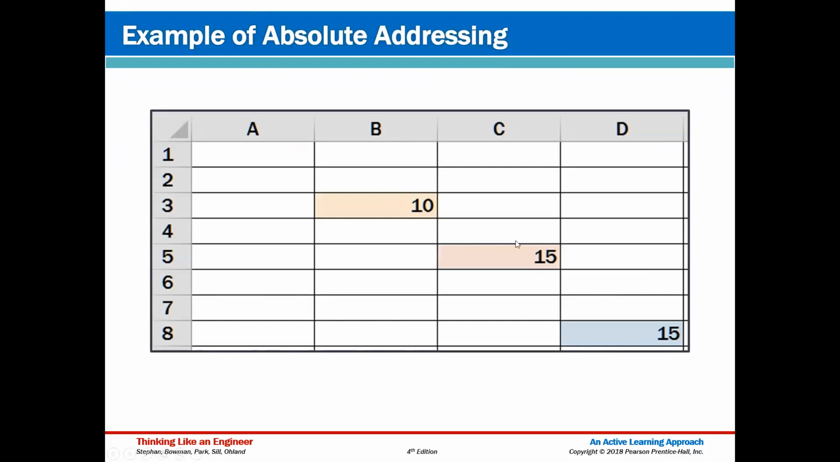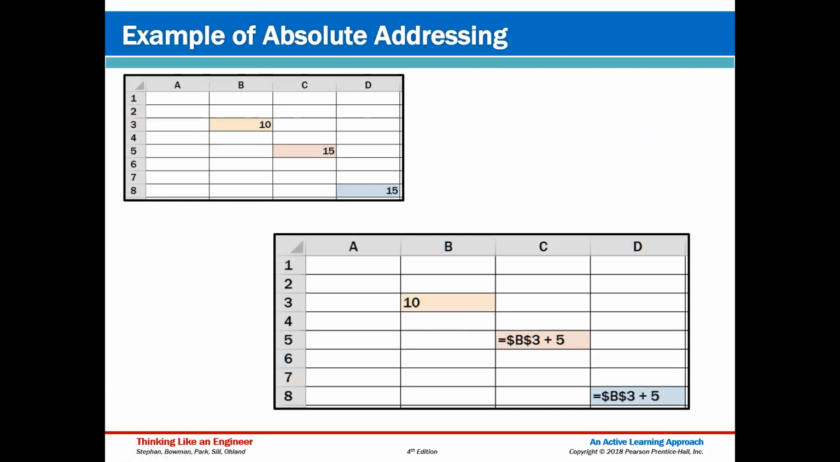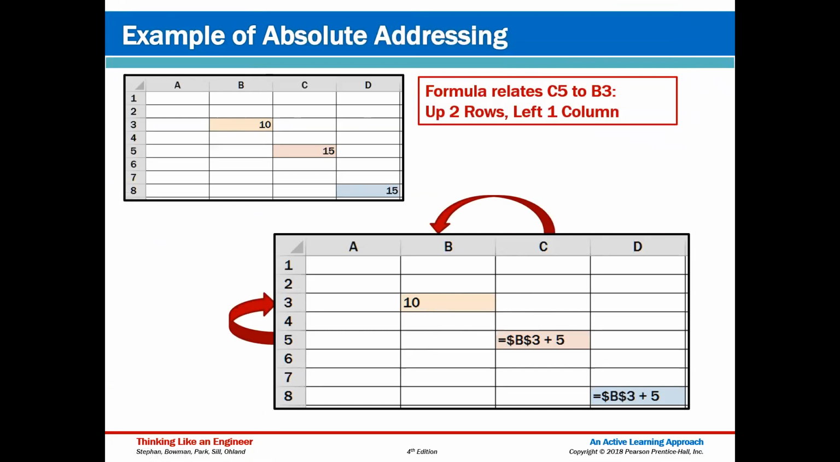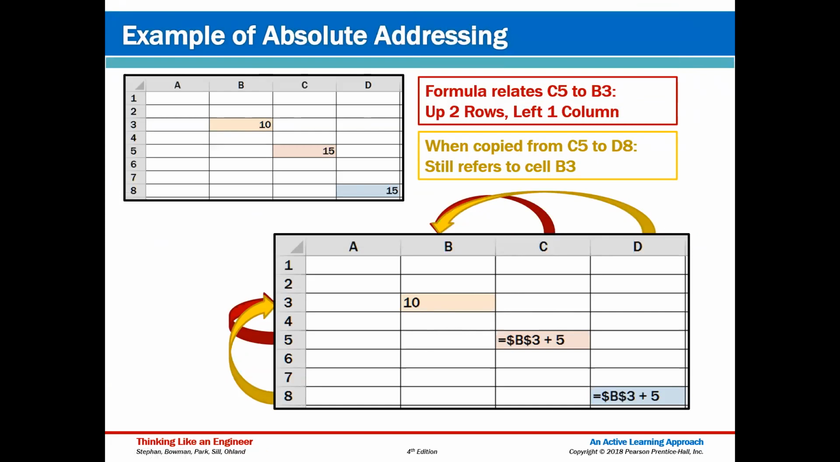Our example of absolute cell addressing is, again, we've got our values of 10, 15, and now D8 contains the numeric value 15, because when we add those dollar signs before both the B and the 3 in cell C5 for our target reference of B3, B3 stays constant. The dollar sign before the B means that column is staying constant, and the dollar sign before the 3 means that row is staying constant. So we are holding that cell reference constant throughout. Again, that cell reference goes up 2 rows and left 1 column, but when we copy this, because we've held those constant, it doesn't change, thus we get 15 now in D8 instead of 5.